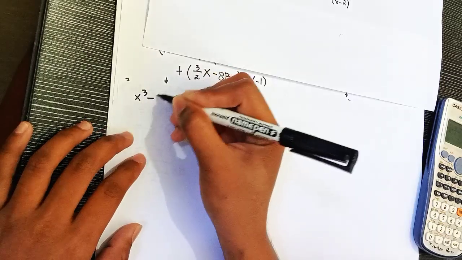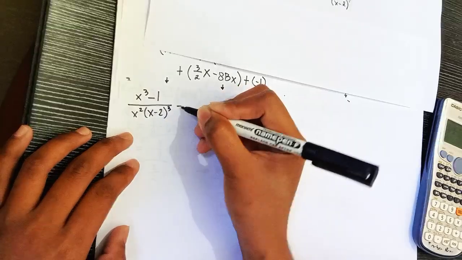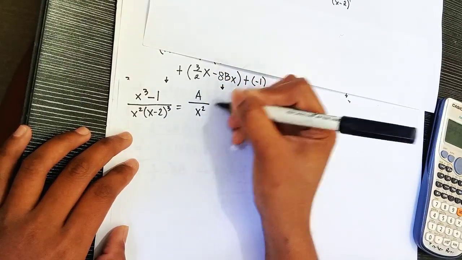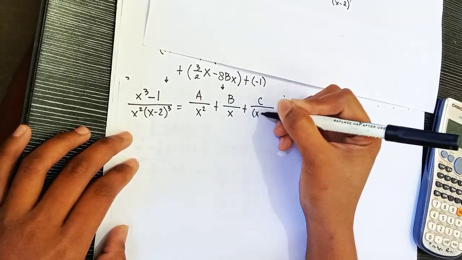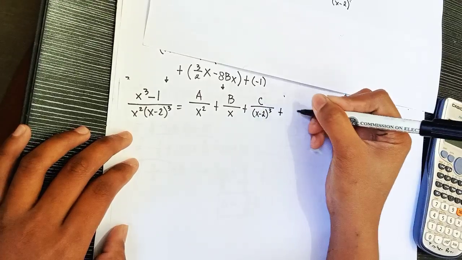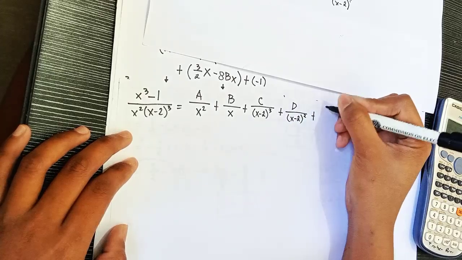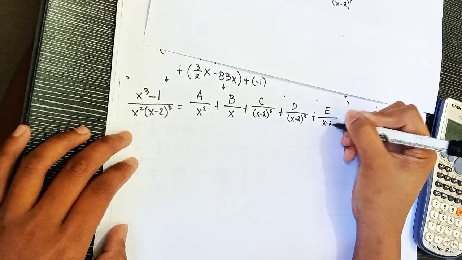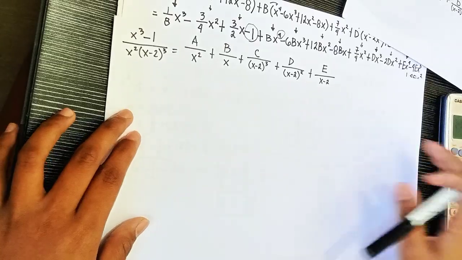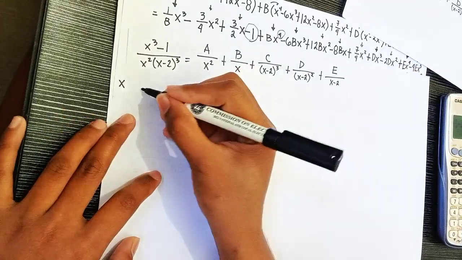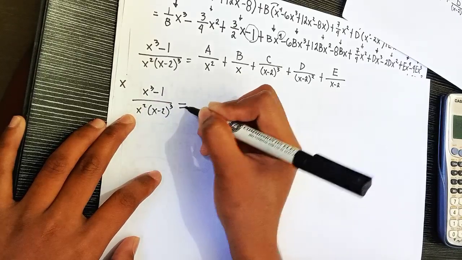I will just rewrite that. So, we have 3x cubed over x squared times the quantity x minus 2 raised to 3 equals A over x squared plus B over x plus C over the quantity x minus 2 raised to 3 plus D over the quantity x minus 2 squared plus E over x minus 2. So, let us copy this.